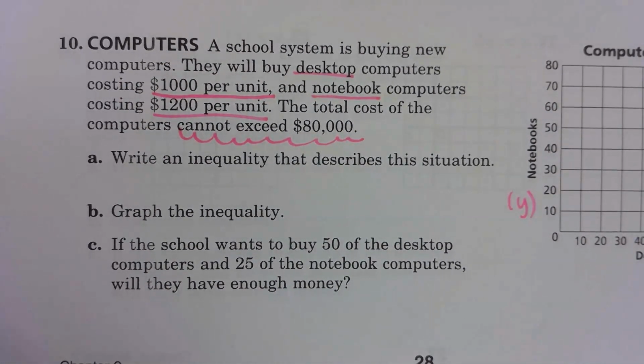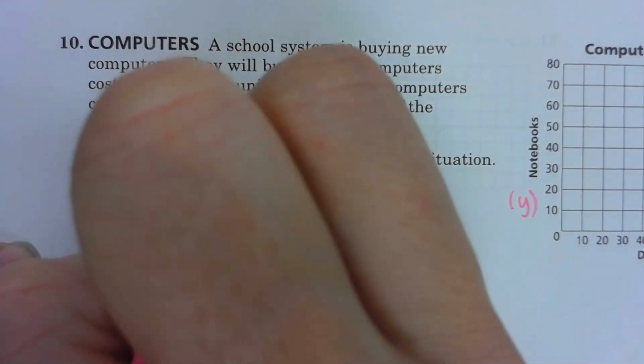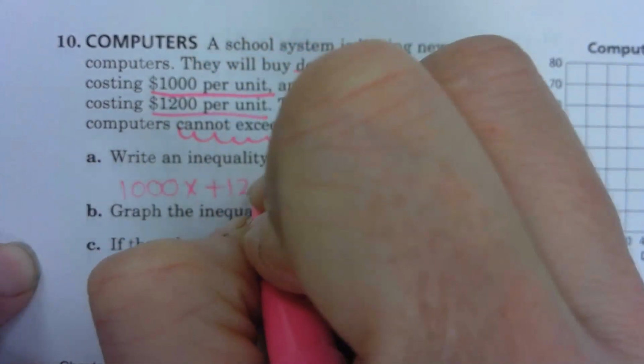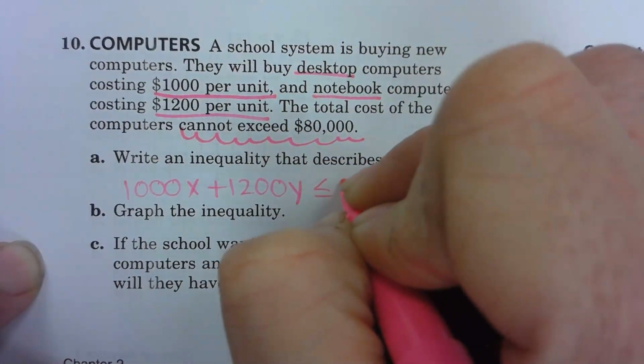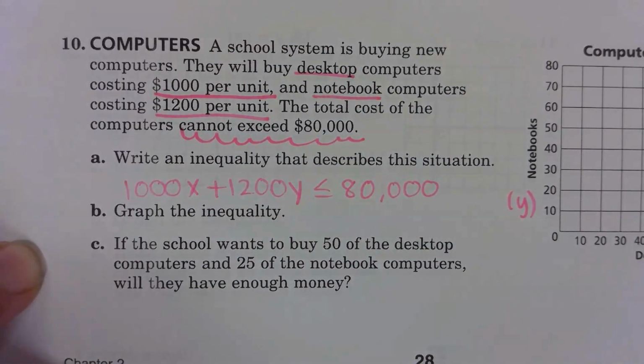So anybody want to tell me what they think it is? Go ahead. 1,000x plus 1,200y is less than or equal to 80,000. Perfect. I have mine in that order, but flip-flopped, so 80,000 is greater than or equal to? That's fine too. Yep.